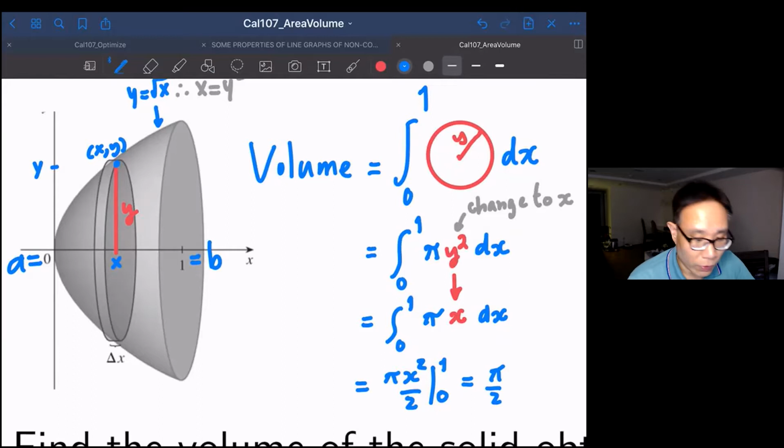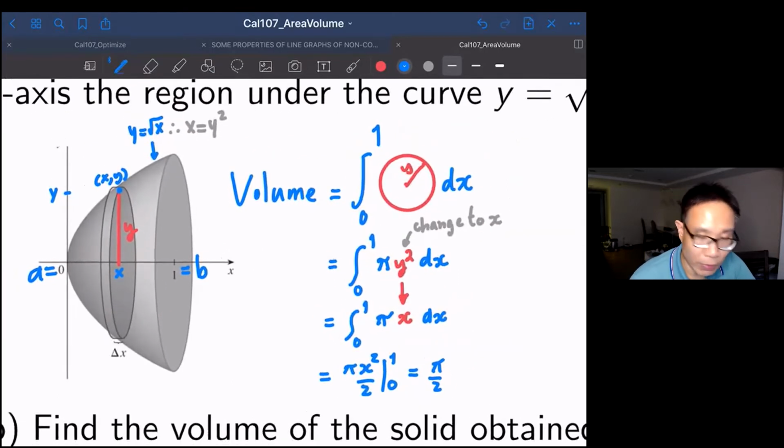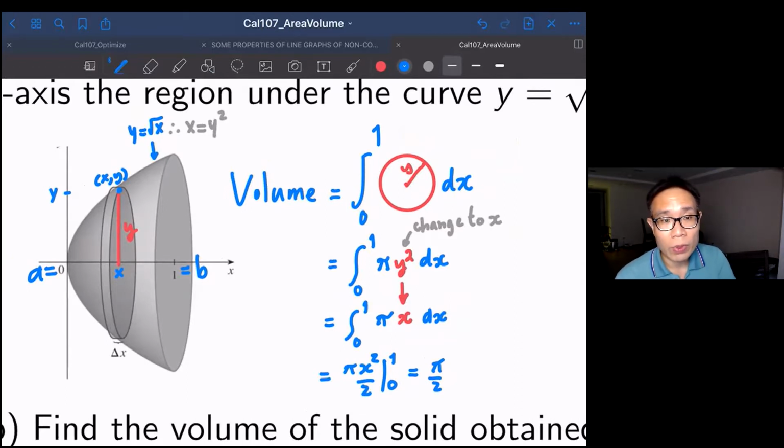So this one gives you the volume of the solid obtained by rotating the curve y equal to square root x around the x-axis. You obtain a ball and you are able to compute the volume of this ball. So this is how we obtain the integral.